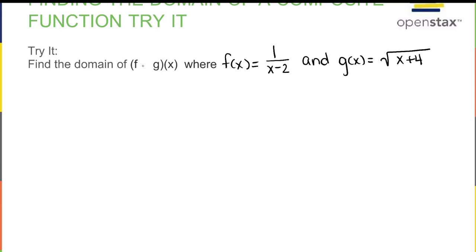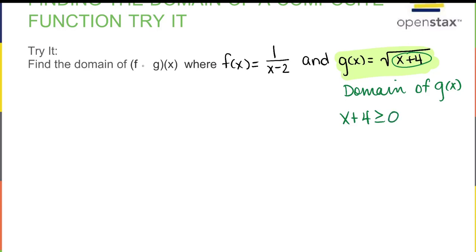Okay, hopefully you paused the video and you worked the problem out on your own. So we're doing f of g of x. So it looks like the interior function is g of x, so we need to find the domain of that. The domain of g of x: we know that the interior here, x plus 4, has to be greater than or equal to 0 because it can't be negative. So if we solve that, we find out that x has to be greater than or equal to negative 4. So all real numbers that are greater than or equal to negative 4.